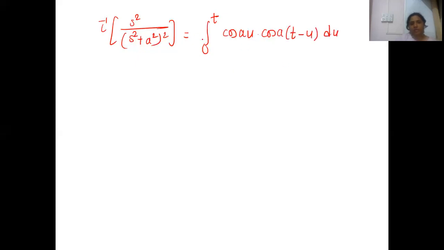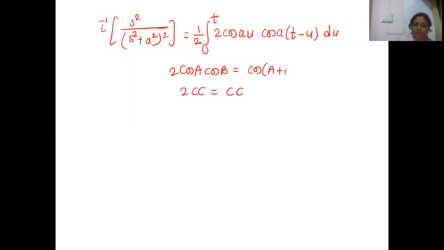Now you have to solve this integration. But two functions are multiplied and we cannot separate the integration. So how will you solve this? By using 2 cos A cos B. For that you need a 2 here, so multiply and divide by 2. The formula: 2 cos A cos B is cos(A plus B) plus cos(A minus B). Use that here.